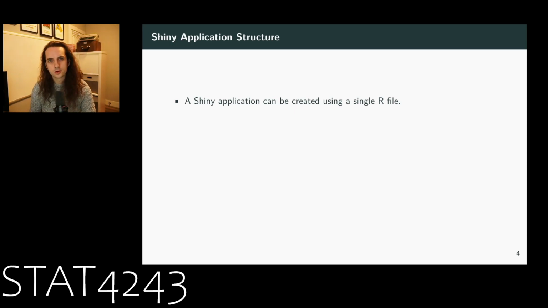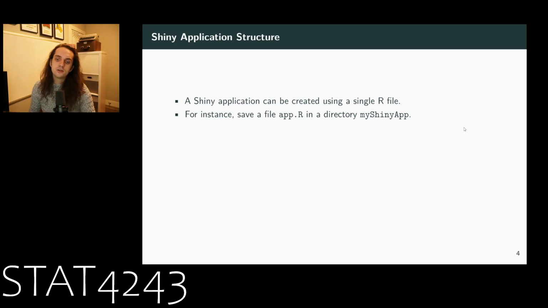Sometimes you'll see it made over the course of 2 or 3 R files, and oftentimes you'll need other R files to supplement what you're doing if you're trying to do something a little more complex. But ultimately, with one R file, you can make a Shiny application. We'll start there and assume that everything's going in the same file throughout the lesson today.